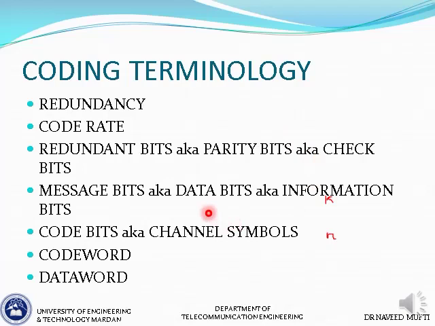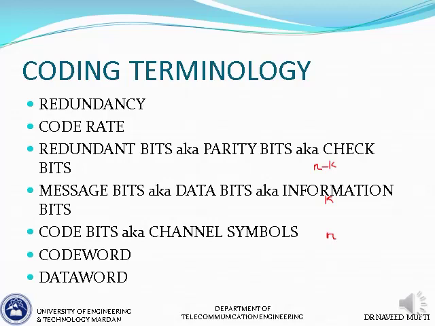So code bits are nothing but a combination of data bits and parity bits. But because now they are combined into one unit, they are not data bits only, they are not parity bits only. So that is why we give them another name. We call them coding bits or code bits or channel symbols. So as I said, if we have n code bits, among those n code bits, k bits will be data bits. So the remaining number of bits are parity bits or redundant bits. So n minus k is basically the notation used for the number of redundant bits or parity bits or check bits.